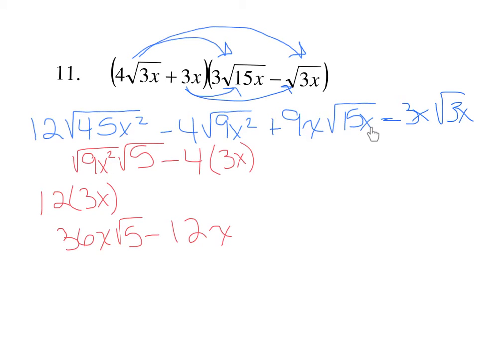Here, 15x doesn't simplify. 15 doesn't have any perfect square factors. So this term is just going to stay 9x times the square root of 15x. And this term also does not simplify. So we're going to have negative 3x square root of 3x. That's really complicated looking. Is there anything else that can add or simplify? It looks like none of these are like radicals, so we can't even add them. So it does look like we're done.